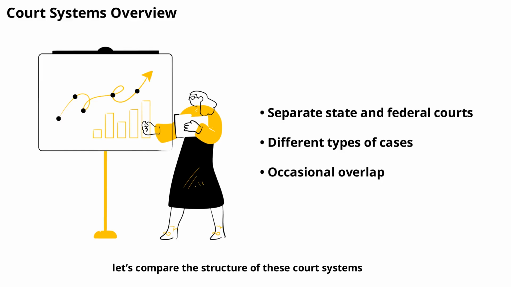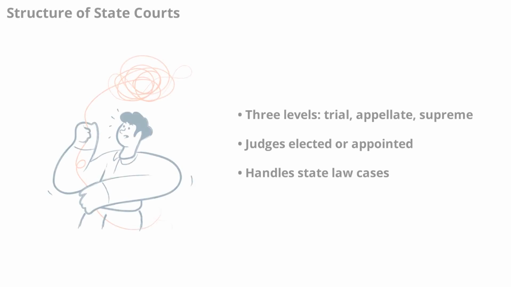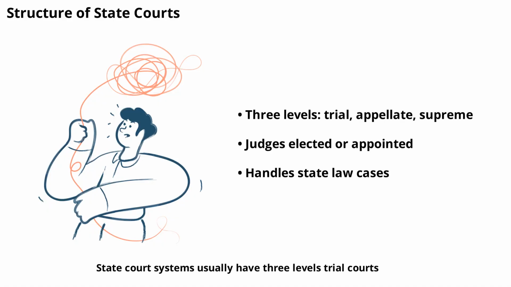Next, let's compare the structure of these court systems. State court systems usually have 3 levels: trial courts, appellate courts, and a state Supreme Court. Trial courts handle most cases first, while appellate courts review decisions if someone appeals. The state Supreme Court is the highest authority for state law. Judges may be elected or appointed, depending on the state. This structure allows for local resolution of disputes and appeals within the state.